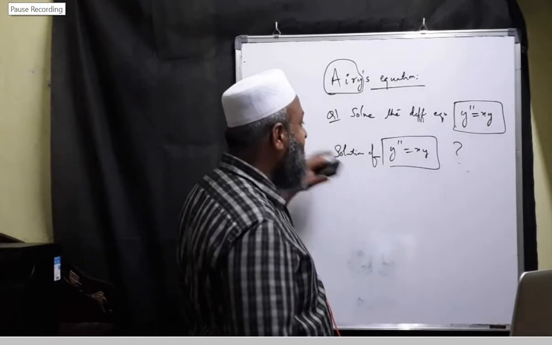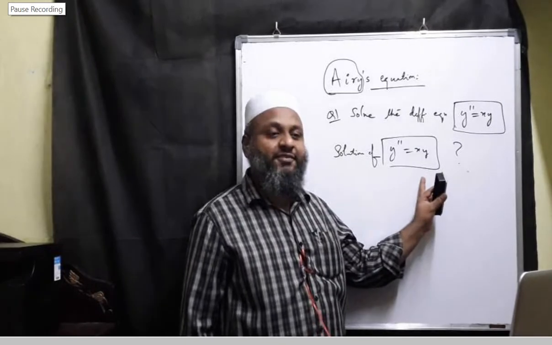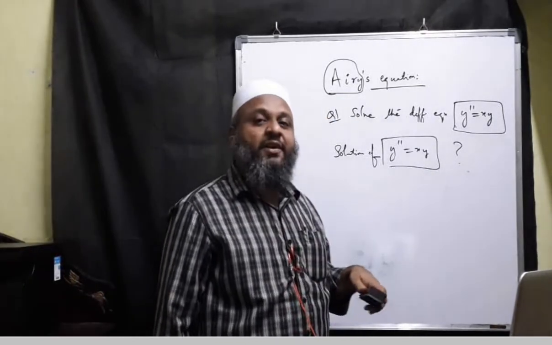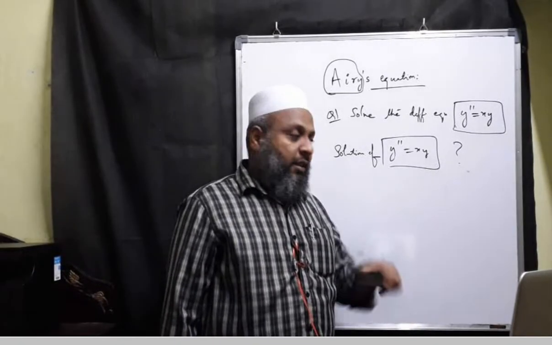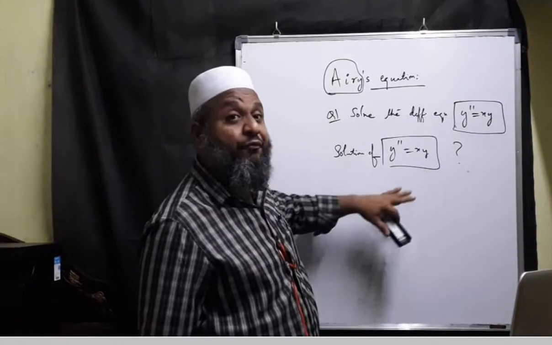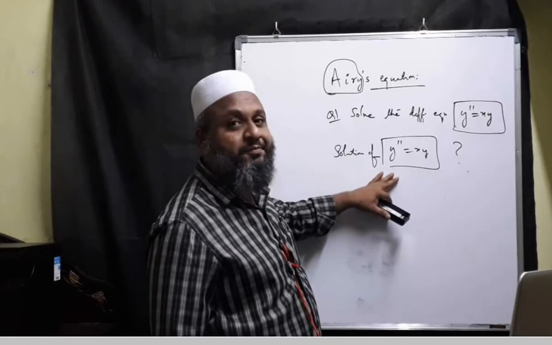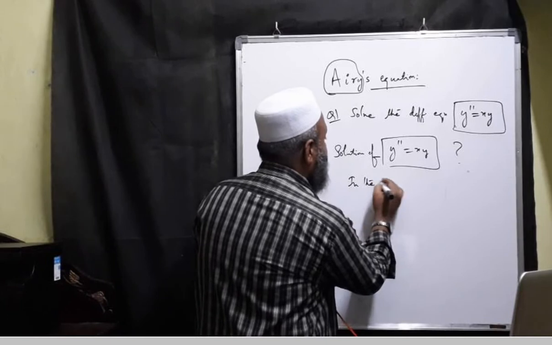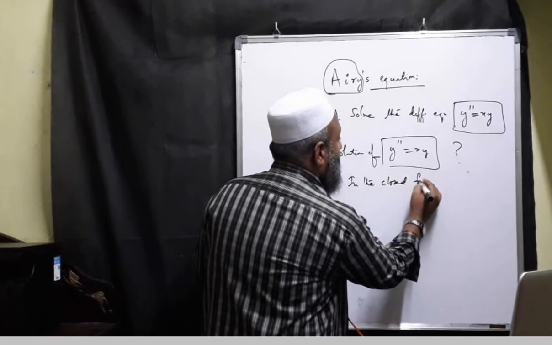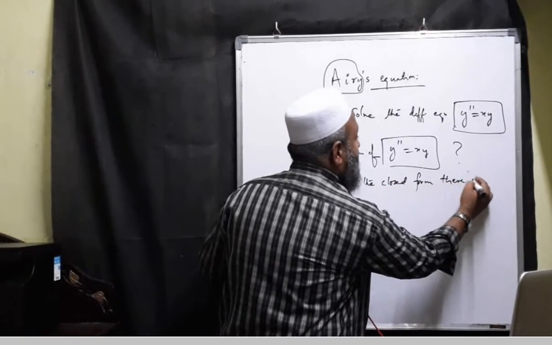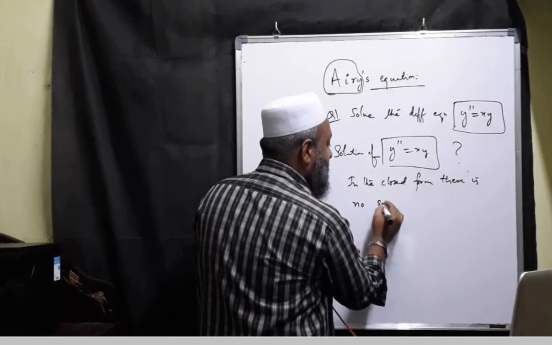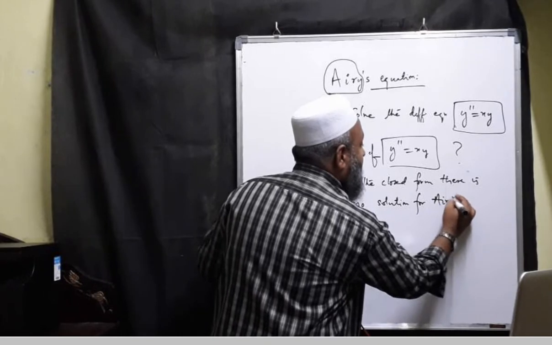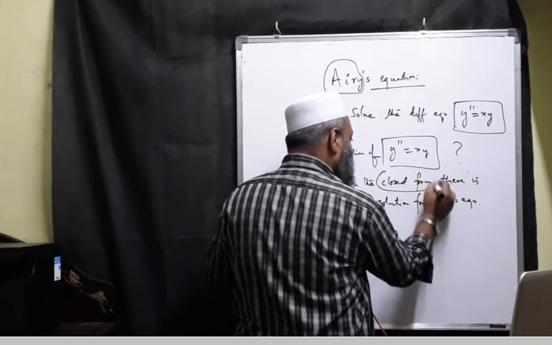So the question now is, what is the solution of y double dash is equal to xy? That is, what is the solution of Airy's equation? You will be surprised to know that we cannot find the solution of this in the closed form. In closed form, there is no solution for Airy's equation. What is meant by this closed form?